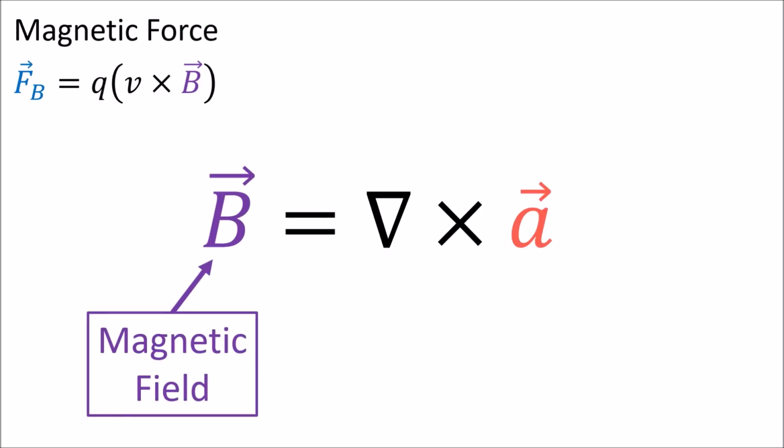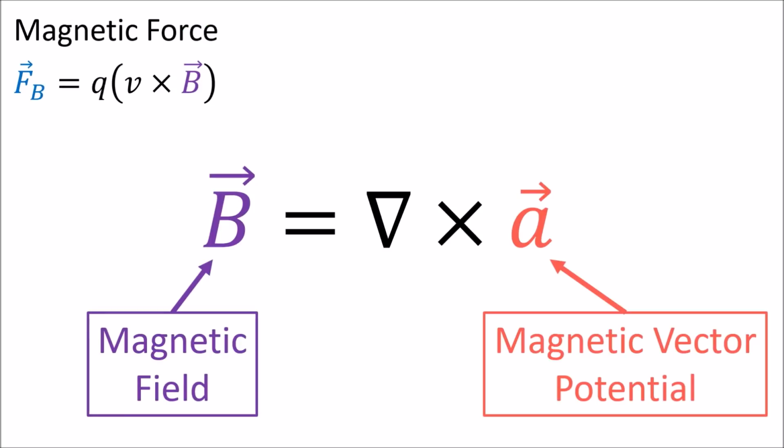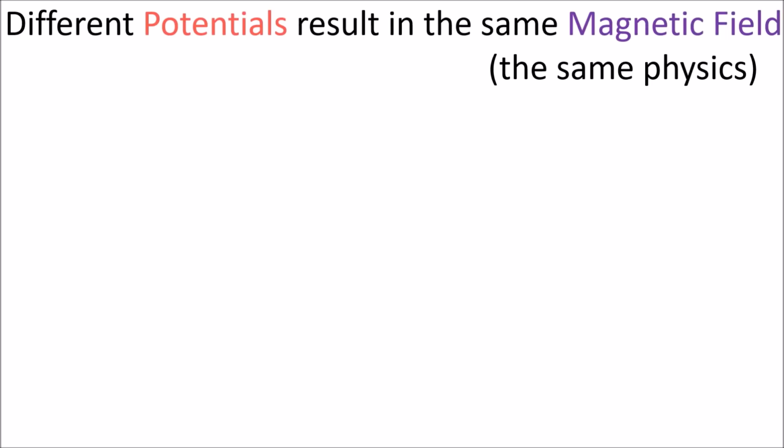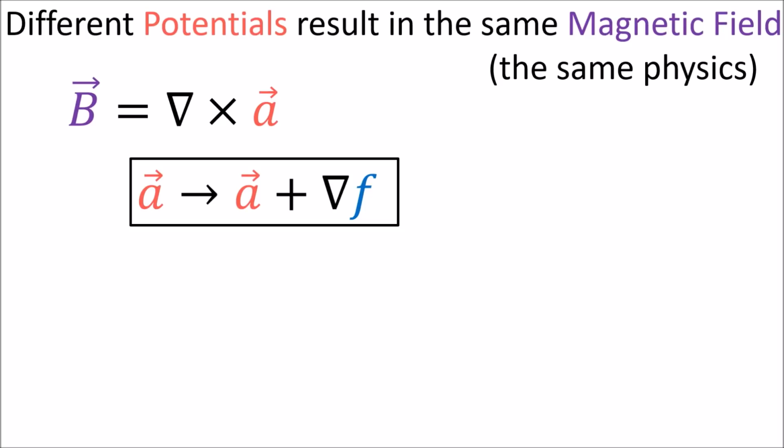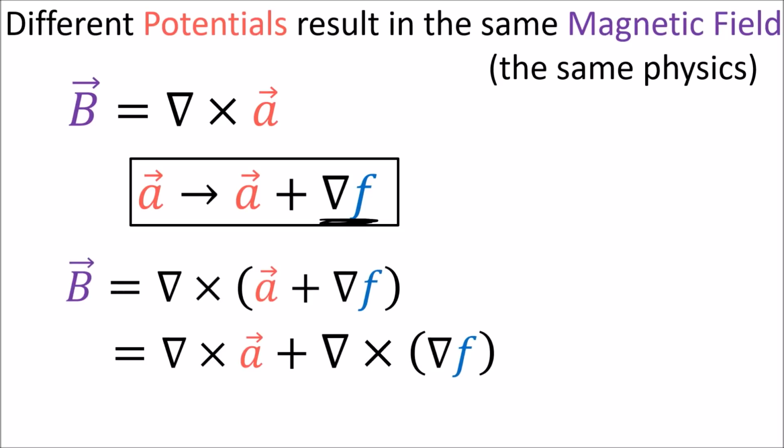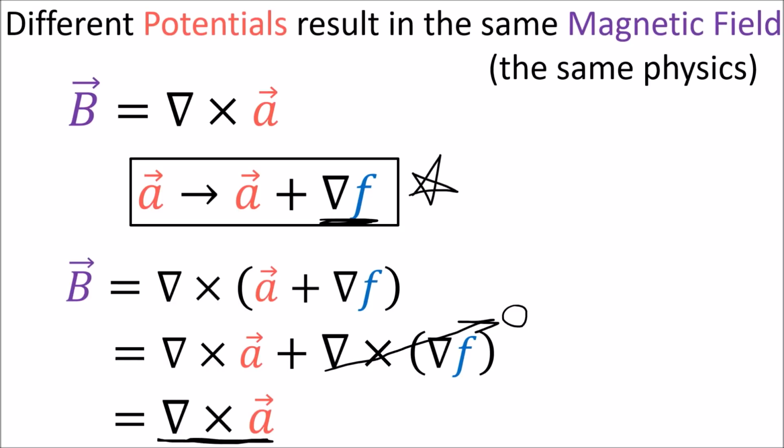A magnetic field B can always be expressed as the curl of the magnetic vector potential A. Again, there are multiple vector potentials that can result in the same magnetic field. If we have a vector potential A and add the gradient of a function to it, this will result in the same magnetic field, since the curl of a gradient is zero. So the transformation of adding a gradient of a function to the magnetic vector potential leaves the magnetic field unchanged.